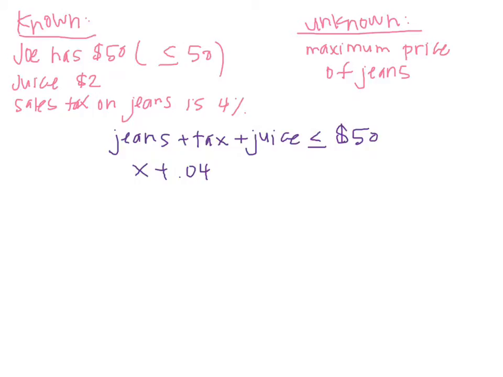But remember that right now is just 4 cents. I need to do 4% times the cost of the jeans, so we've got to put the cost of the jeans in there again. So I have my jeans plus 4% tax on the jeans, plus the juice. And we know that the juice costs $2. This all needs to be less than or equal to $50. We've created our inequality.